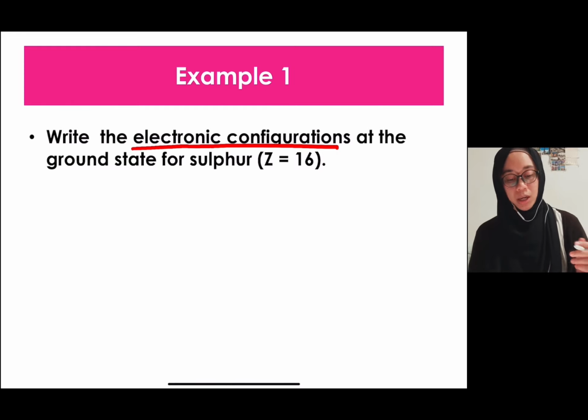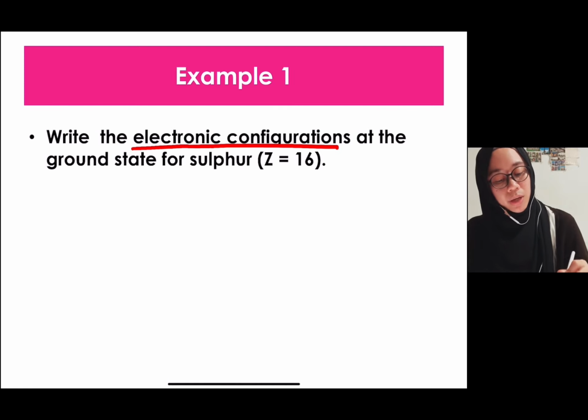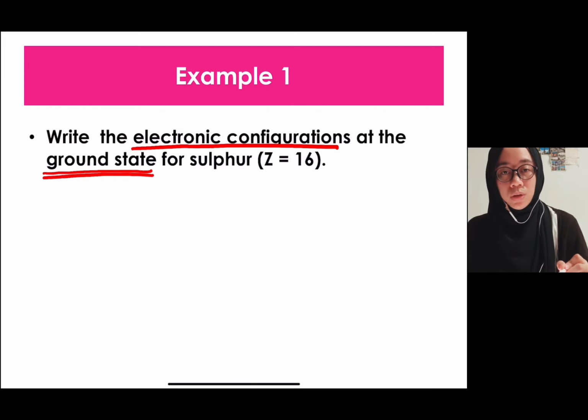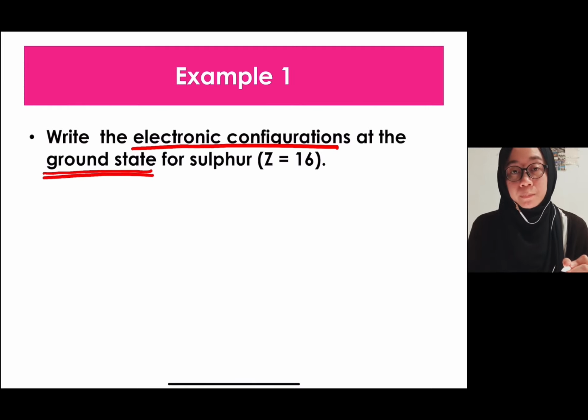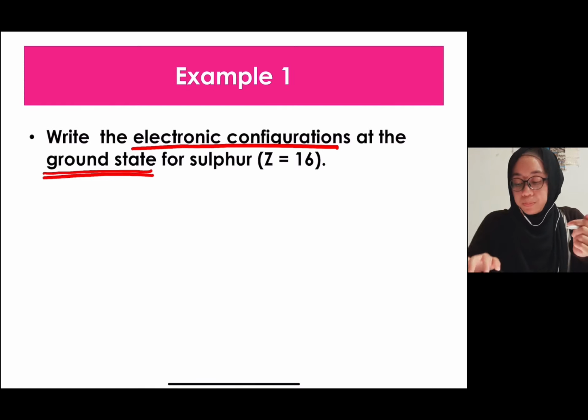Okay, so here dia bagi tahu write the electronic configuration at the ground state. Okay, jangan risau sangat dengan perkataan ground state ni. Ground state ni menunjukkan kepada kita punya neutral atom. Okay, so sulfur, it has 16 proton. Therefore, it shows that it has 16 electron. So kalau macam Miss cakap tadi, it's actually easier untuk kita buat dalam bentuk SPDF notation dahulu.